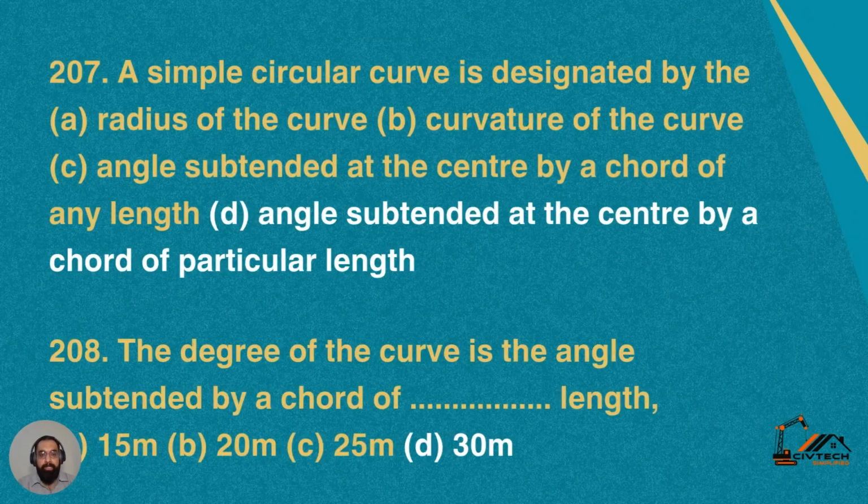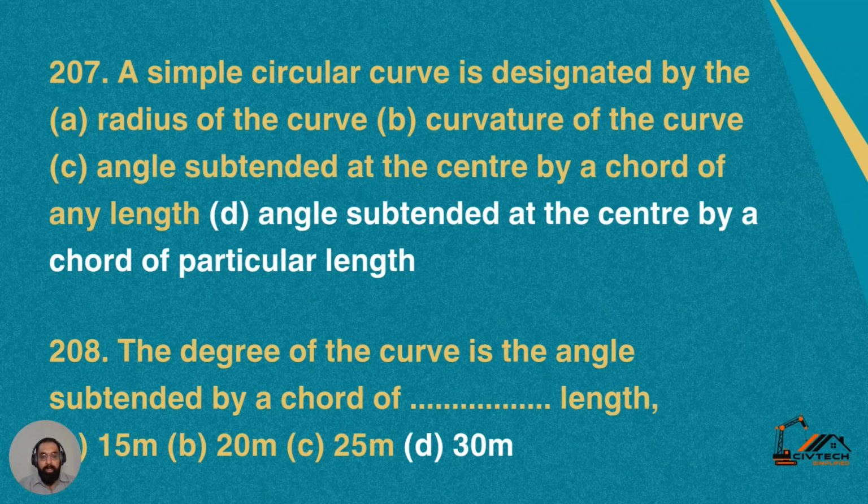207. A simple circular curve is designed by option A, radius of the curve, option B, curvature of the curve, option C, angle subtended at the center by the chord of any length, option D, angle subtended at the center by the chord of particular length. So option D is correct, which is angle subtended at the center by a chord of particular length.